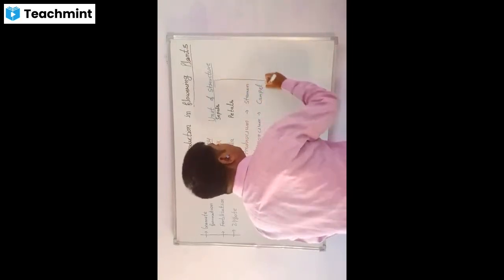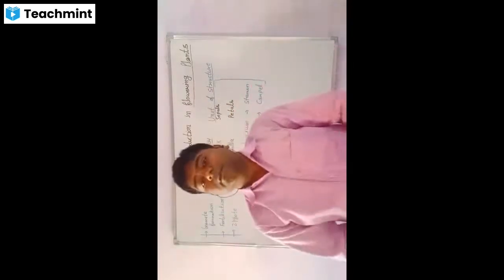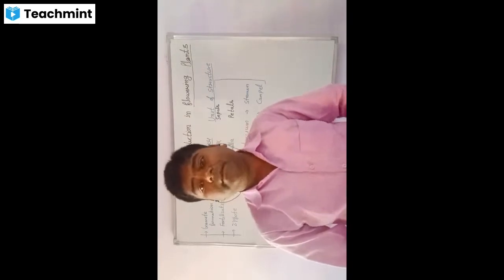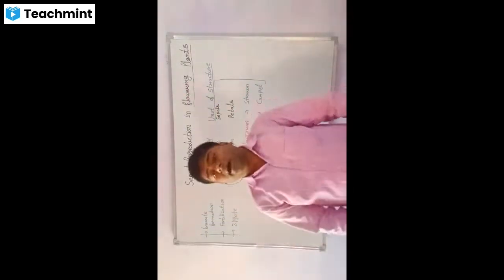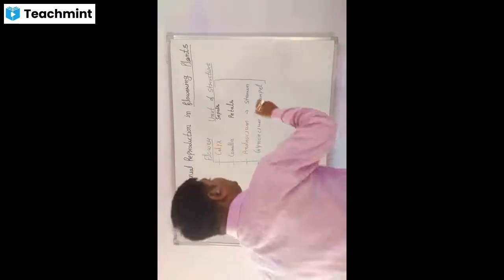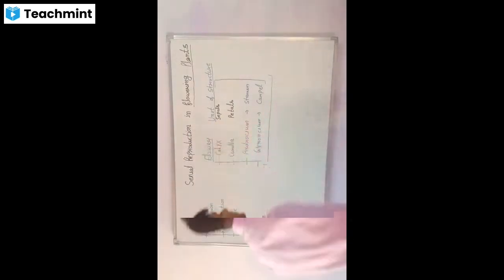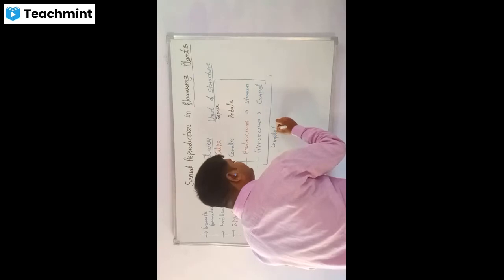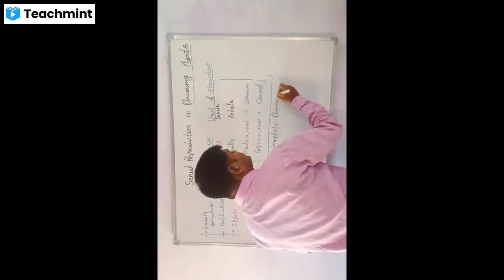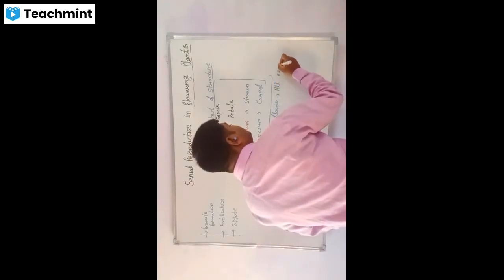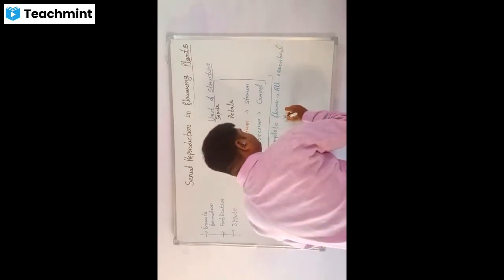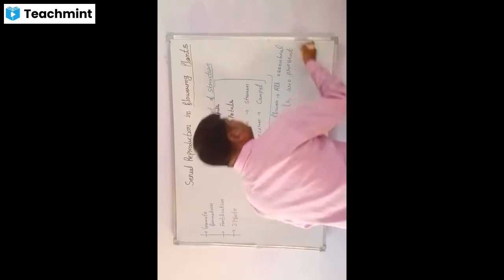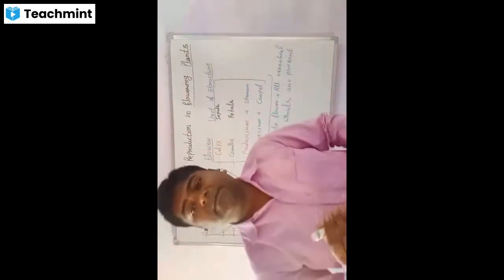These are the four basic structures in any flower: sepals, petals, stamen, and carpel. If all the parts are present in a flower, we call it a complete flower. How can we define a complete flower? A complete flower is one in which all essential whorls are present.